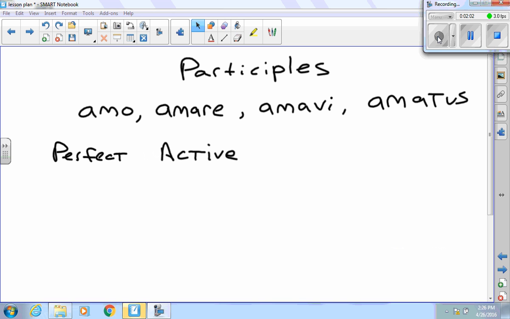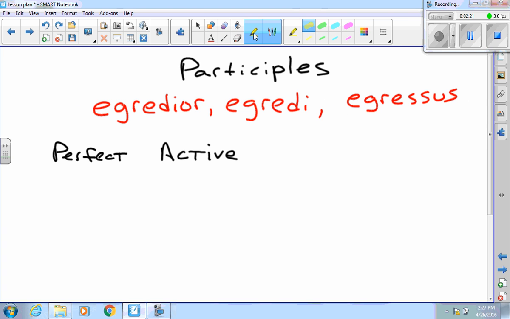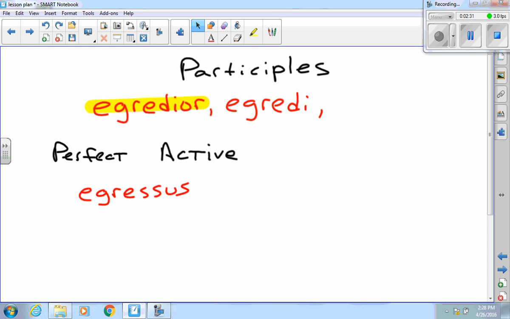So what about the perfect active participle? Which part do I use? Well, I can't use every word as a perfect active participle. As a matter of fact, if it has principal parts like amo, amare, amavi, and amatus, it's not going to have a perfect active participle. I have to have a word that has principal parts like egredior, egredi, and egressus. When I get those principal parts, I can take a word like egressus and turn it into a perfect active participle. We call those deponents. Those shouldn't be new to us.